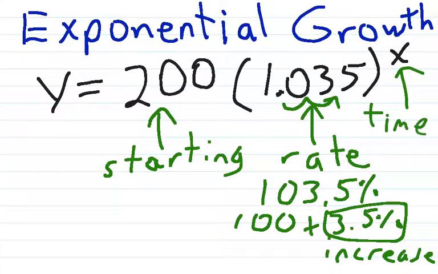So that could mean number of decades, number of years, number of months. It could even be like every 5 years it goes up 3.5%. So how many 5-year periods, and that would be what x is represented by.